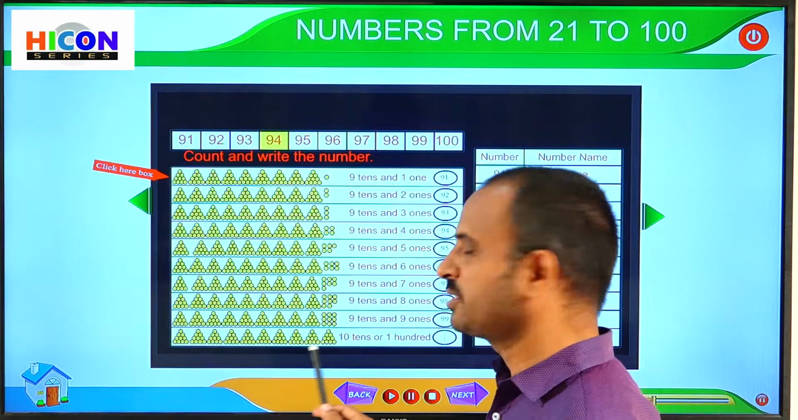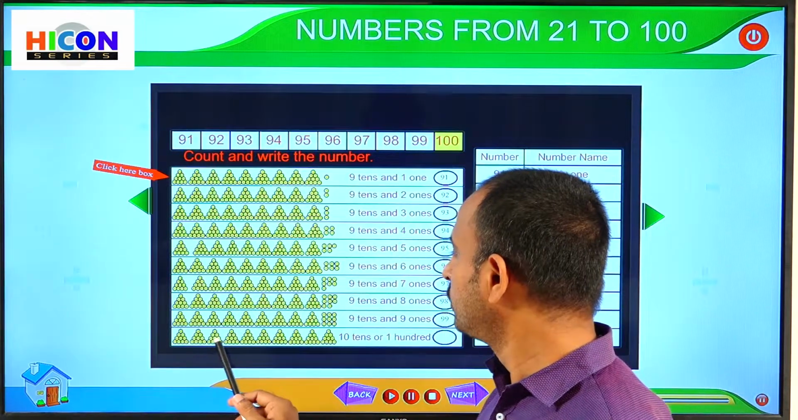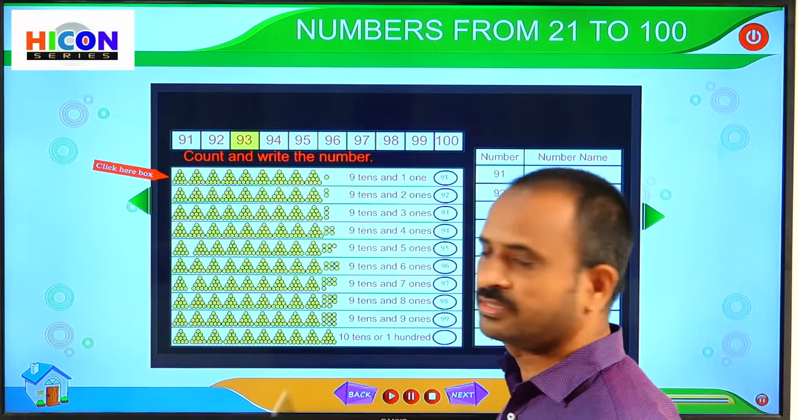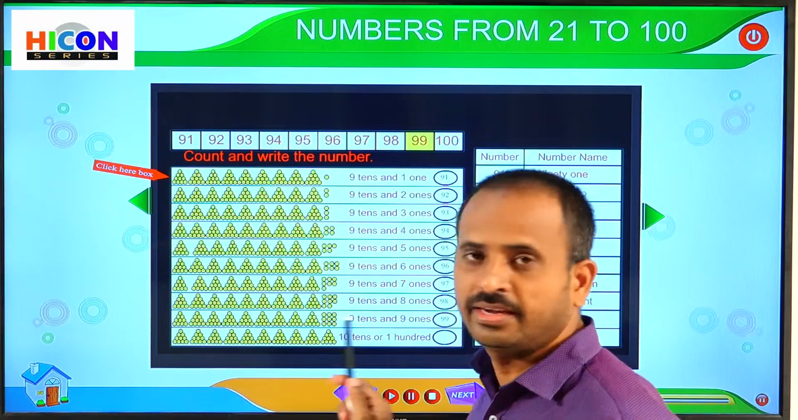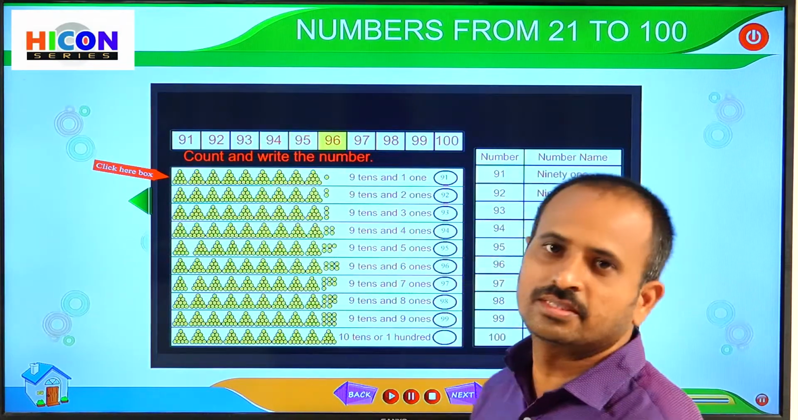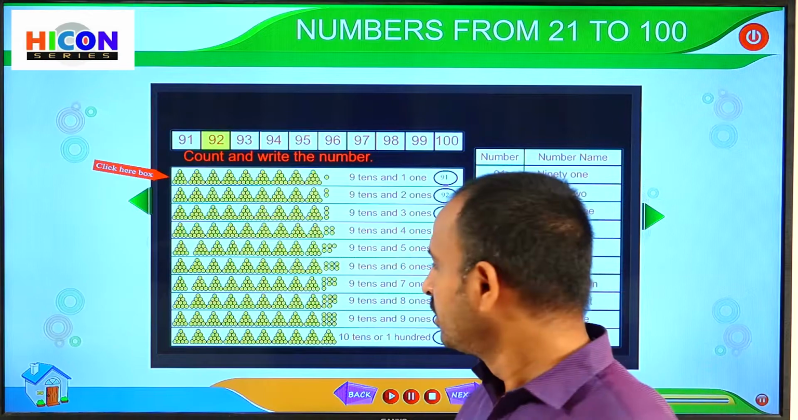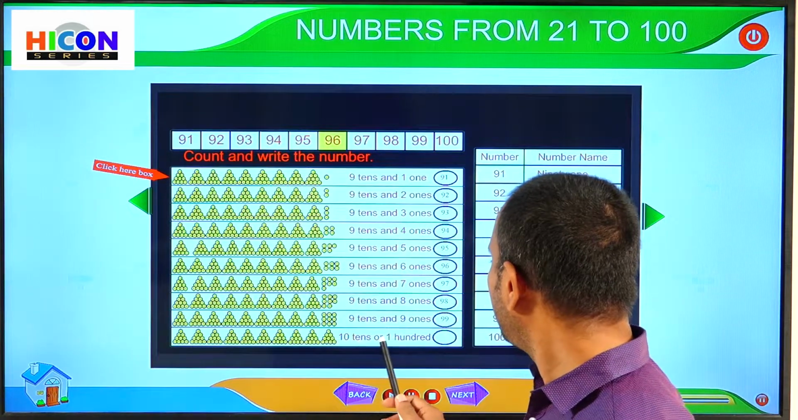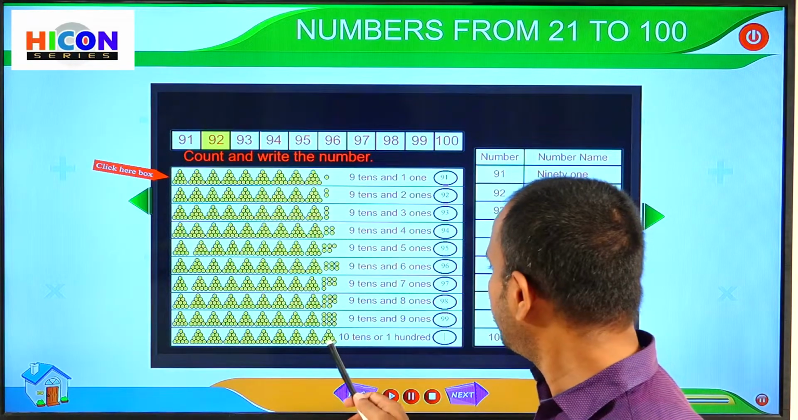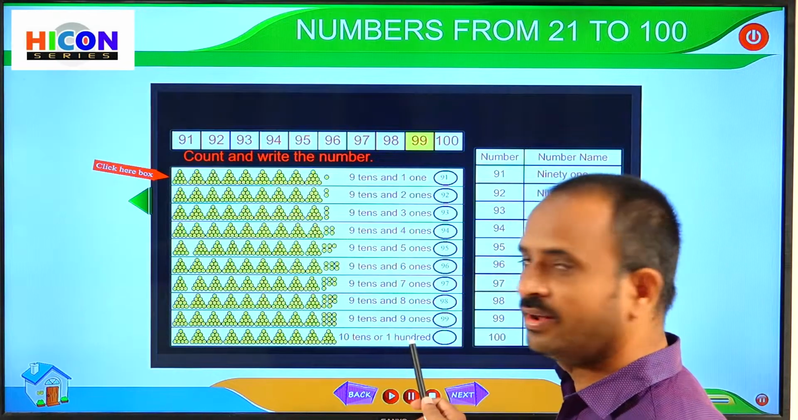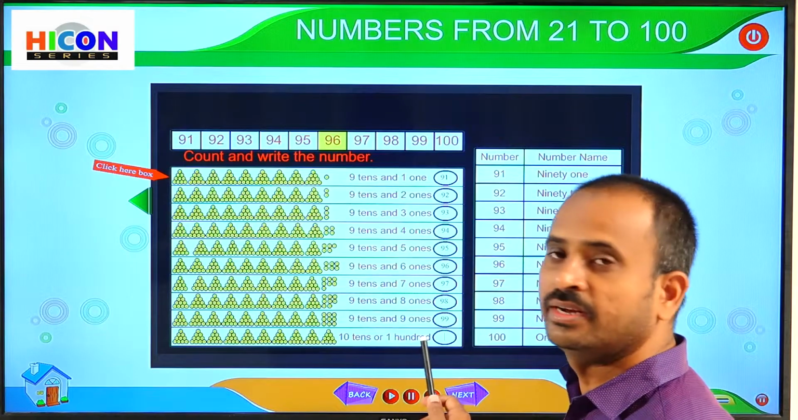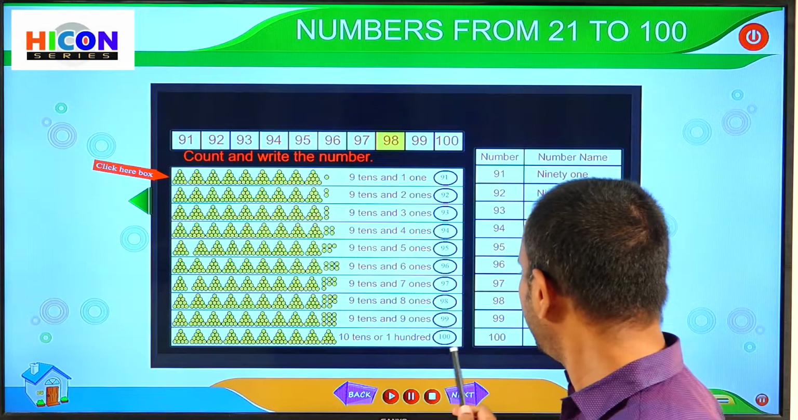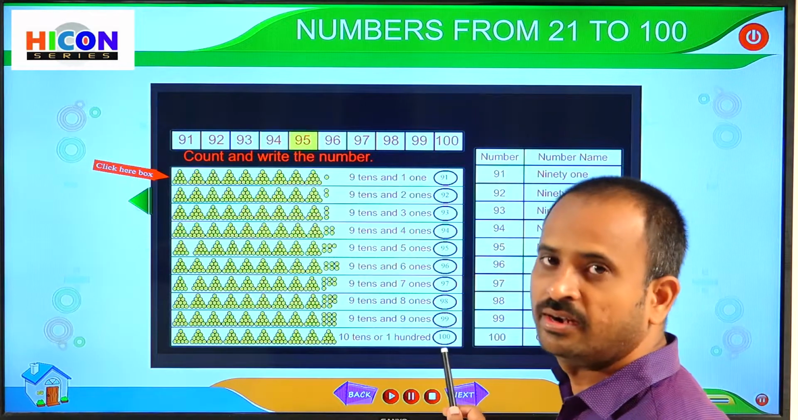Children, how many tens are there? Here 1, 2, 3, 4, 5, 6, 7, 8, 9 tens. So there are 10 tens and there are no ones. That means there are 0 ones. So 10 tens is equal to, children, how many? 100. So 10 tens are equal to 100, and 100 can be written as 100. So this number can be read as 100.